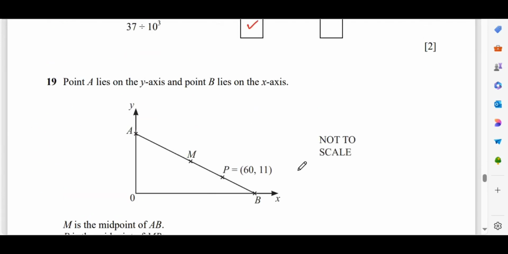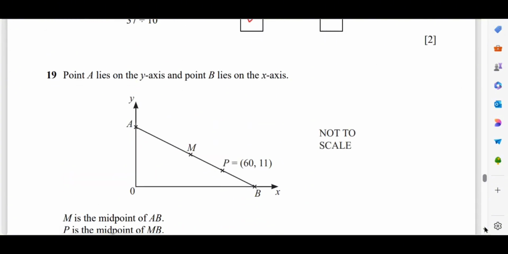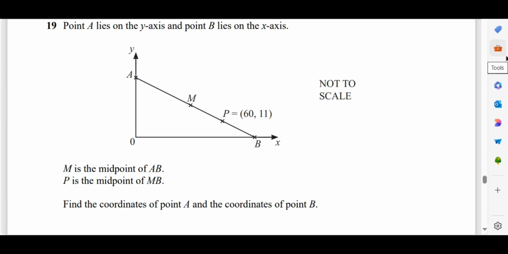The next one is a question on geometry, in which we are asked to find the midpoint. We have point A. They say point A lies on the y-axis and point B lies on the x-axis. Midpoint of A and B is M. P is the midpoint of M and B. We are given the value of that midpoint. They say find the coordinates of A and the coordinates of B.